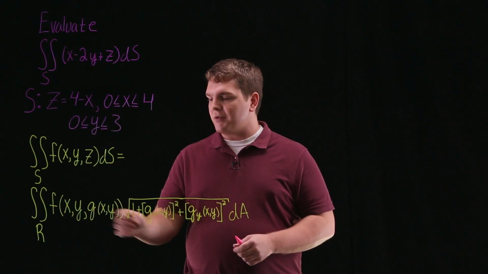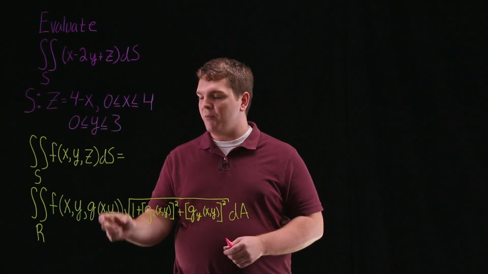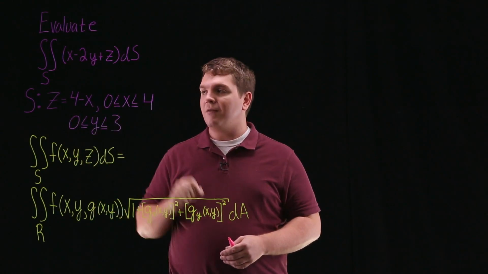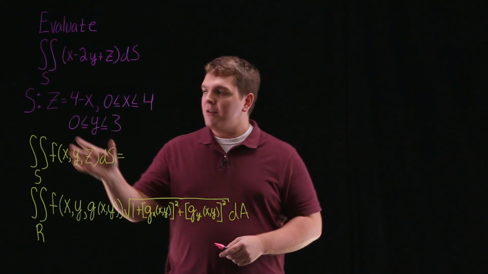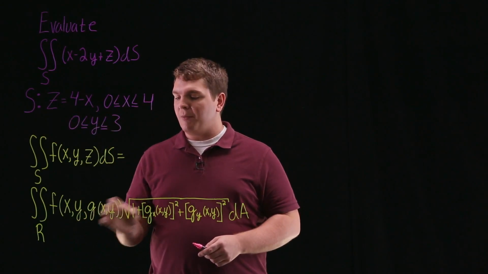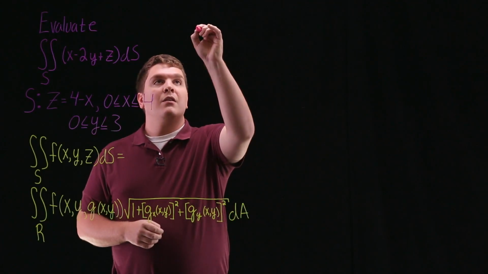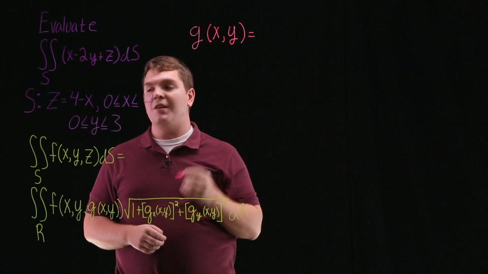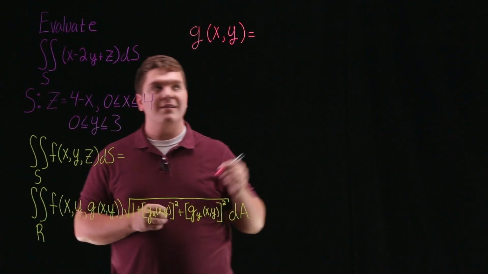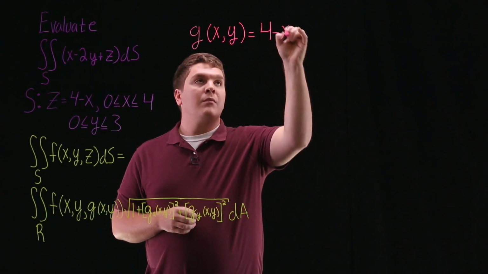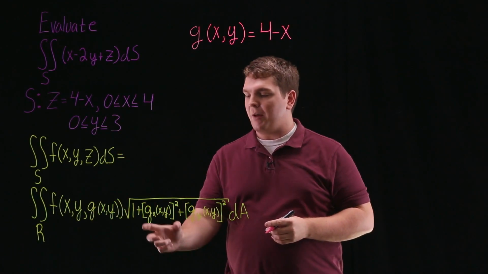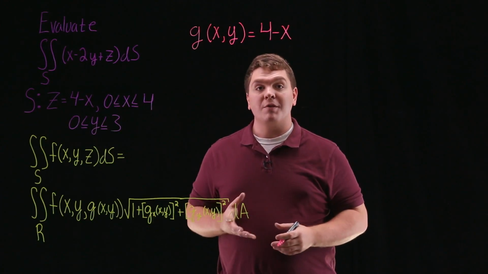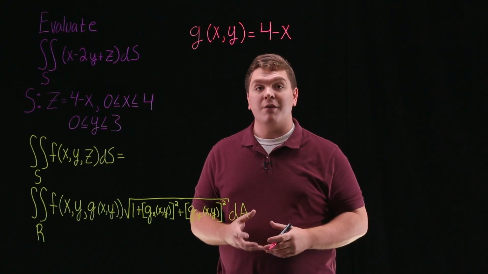So, something that we want to notice first is, how are we going to replace this z with this g of xy? And that comes from our surface. We have z is equal to 4 minus x. So this right here is what we're going to use in place of our g of xy. So g of xy is getting replaced with 4 minus x. And we also see that we have to work with the partial derivative of g with respect to x and the partial derivative of g with respect to y. So let's go ahead and find each of those right now.